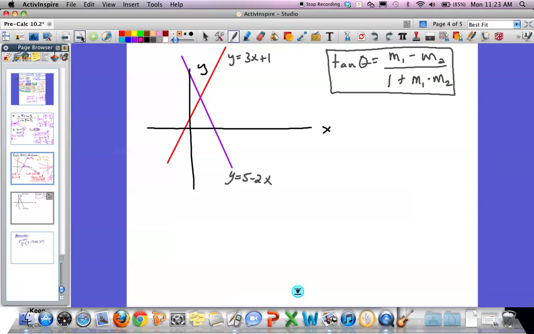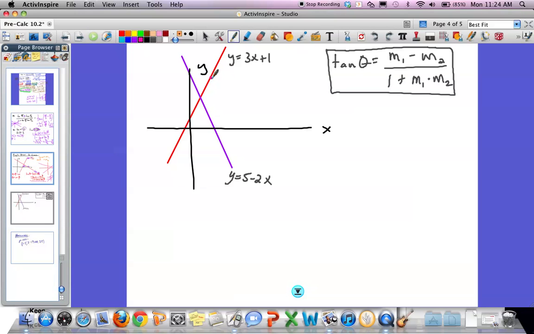So the question is, at what angle do the red line and the purple line meet? You know the slope of the red line from algebra class. The slope of the red line is 3. You know the slope of the purple line is -2. So the question is, at what angle do they meet?